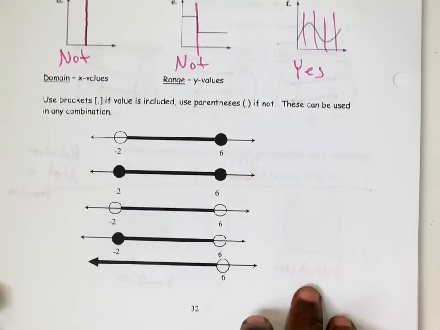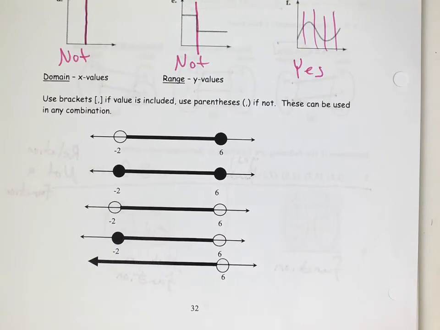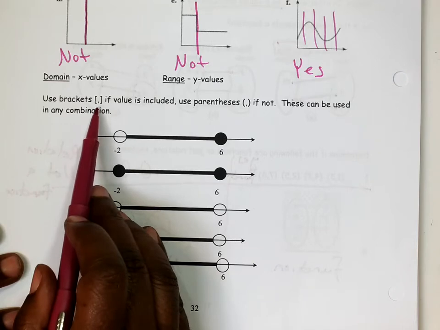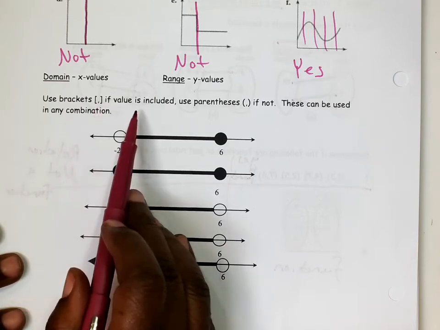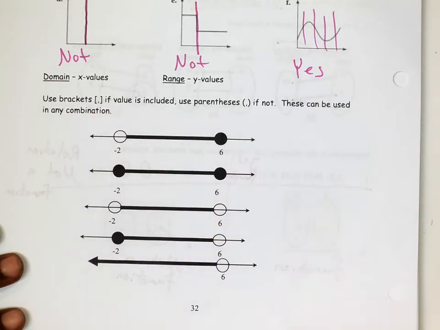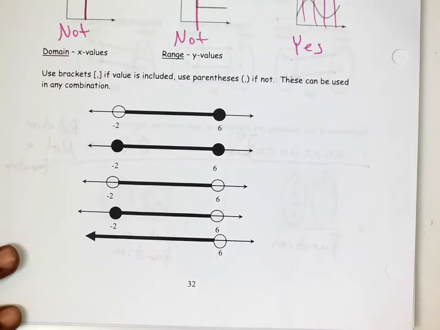One of the other things that we're going to be using a lot is interval notation. So I just wanted to take a minute and look at these, and we're going to write them in interval notation. So we use brackets, the hard brackets, if the value is included, and parentheses if it's not. And they can be used in any combination.